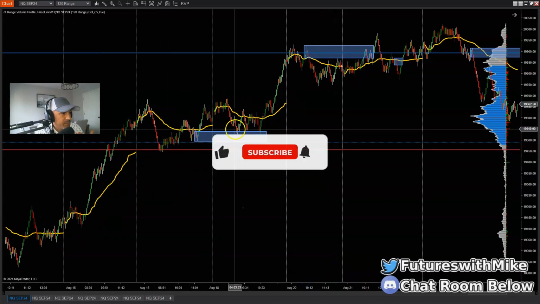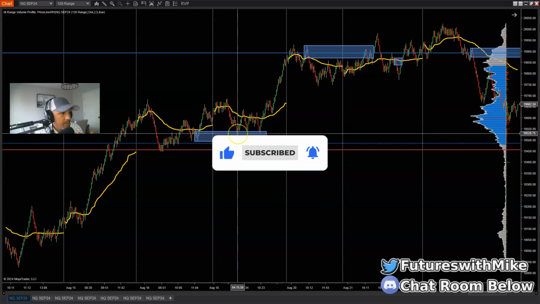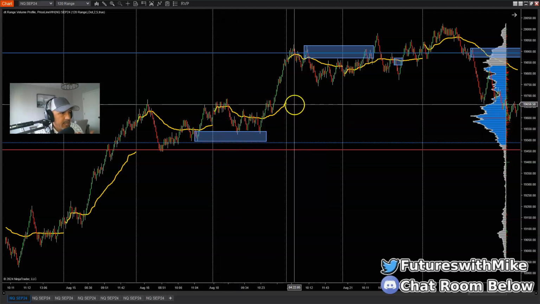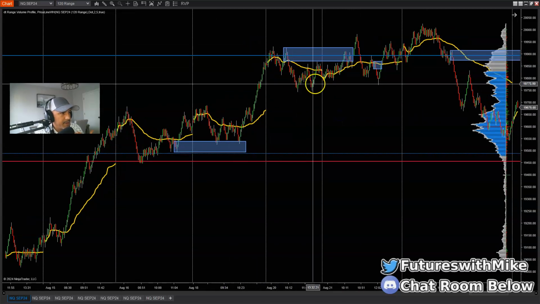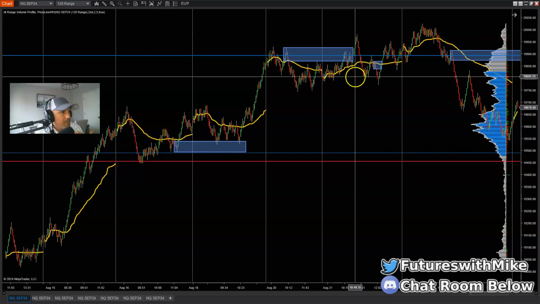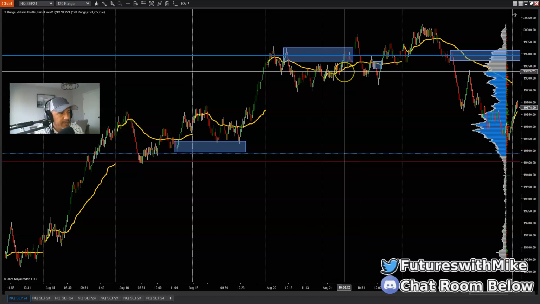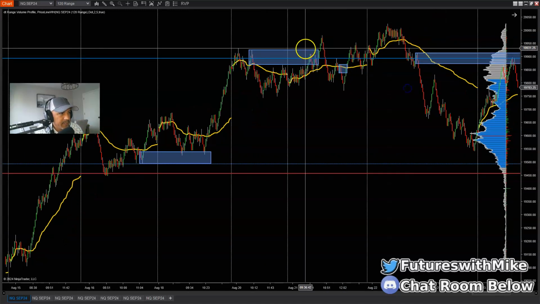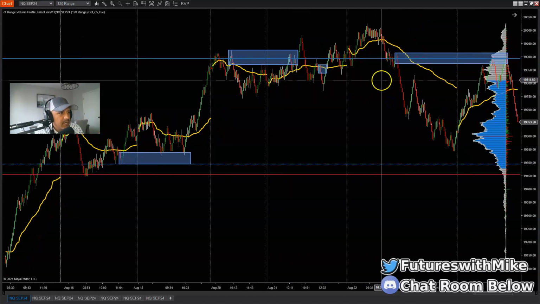Right here. This was a beautiful area of demand, rested. We got a break right here, a structure to the upside, pull back, demand. Okay, you see that right there? And then the market pushes higher, pulls back, breaks structure higher, pulls back, but it doesn't really tap into any high probability zone or area of demand. These are low probability areas of demand because they've already been tested, but it still pushes up to the upside. We get a break of structure here, and then the market comes back and it starts testing some areas of demand below.